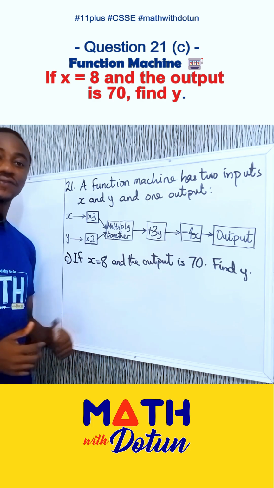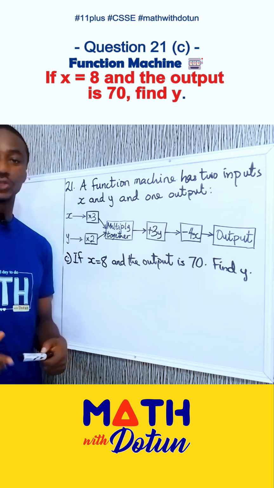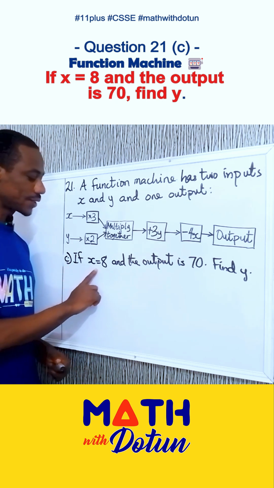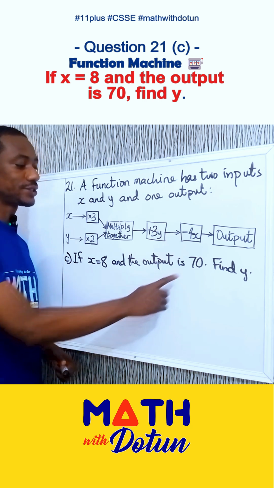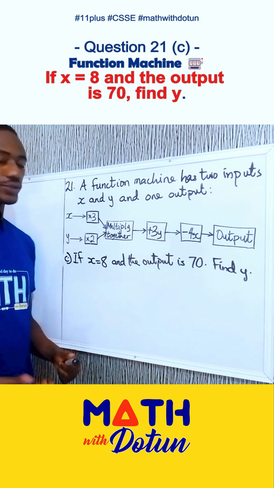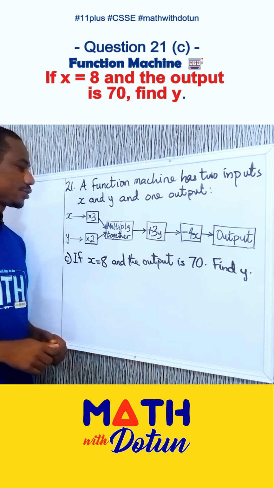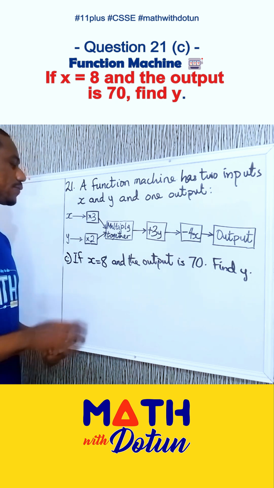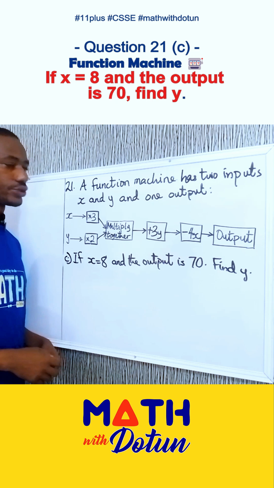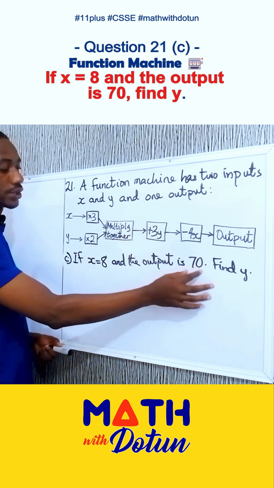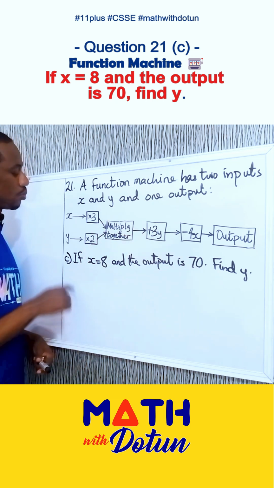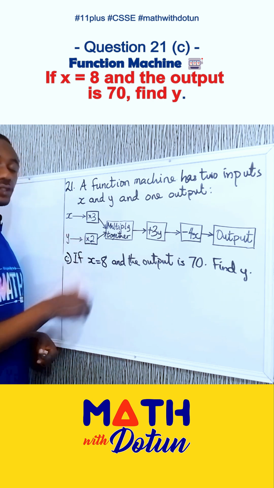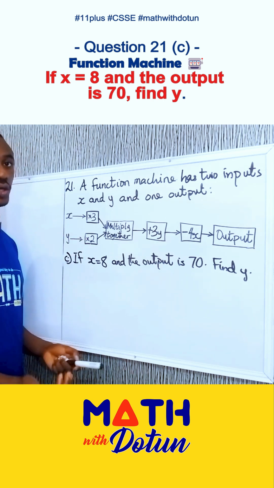All right, we're still working with the function machine in question number 21, and this is C. If x is 8 and the output is 70, find y. So we're given one of the inputs, we have to find the other input. Let's just flow through the machine till we get to the output. We already know the output is 70, but we don't know the value of y. So we're going to be writing everything that has to do with y in terms of y.